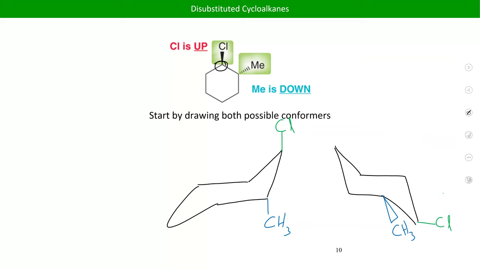So if they're on carbon 1 and 2 and they're trans, they're either both axial or both equatorial. If they're on carbons 1 and 2, and they're cis, one can be axial and one's equatorial. So out of these, which is the more stable conformer? Equatorial. Yeah, the one where they're both equatorial.